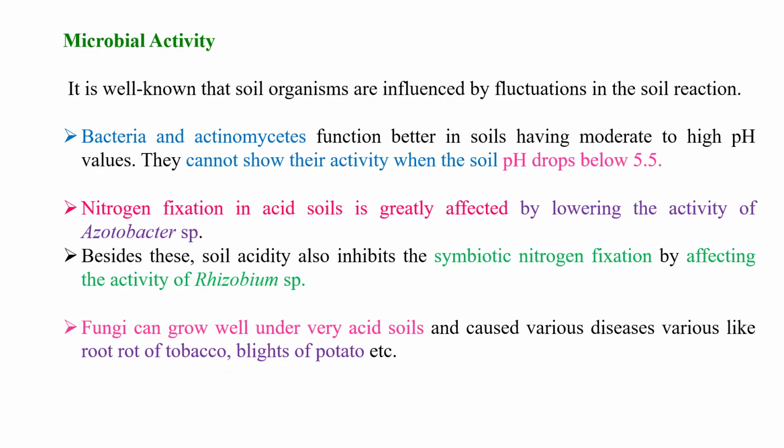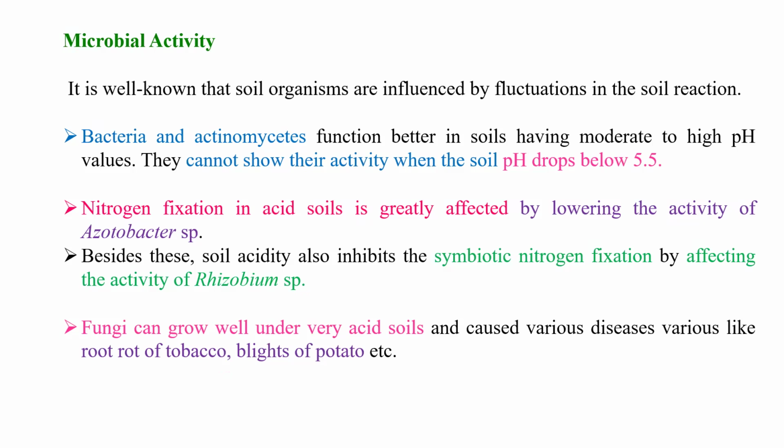Next, this toxicity effect also affects the microbial activity. At low pH, the activity of fungi is more dominant when compared with bacteria and actinomycetes. Bacteria and actinomycetes function in a moderate manner at a low pH value. When the pH is below 5.5, there is less activity of these bacteria and actinomycetes.